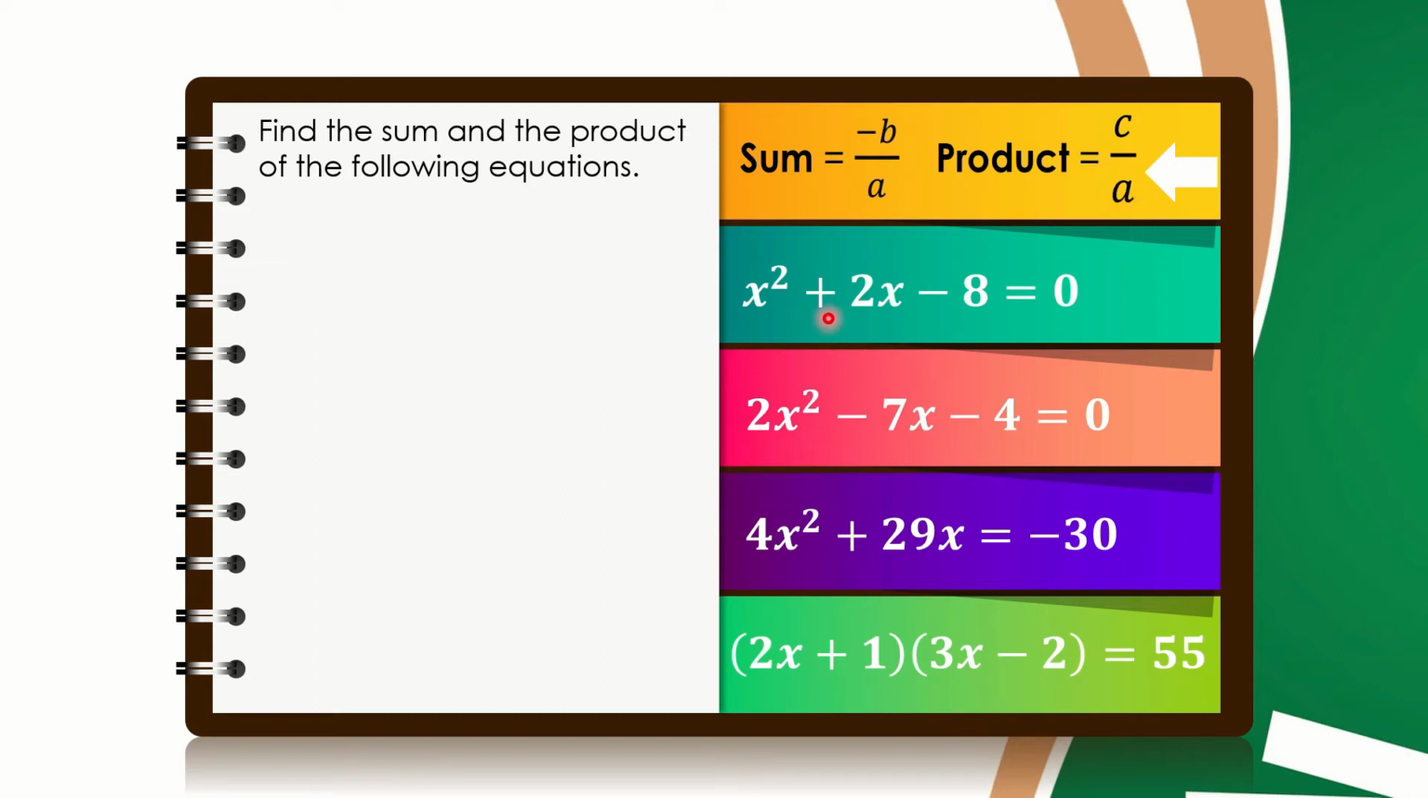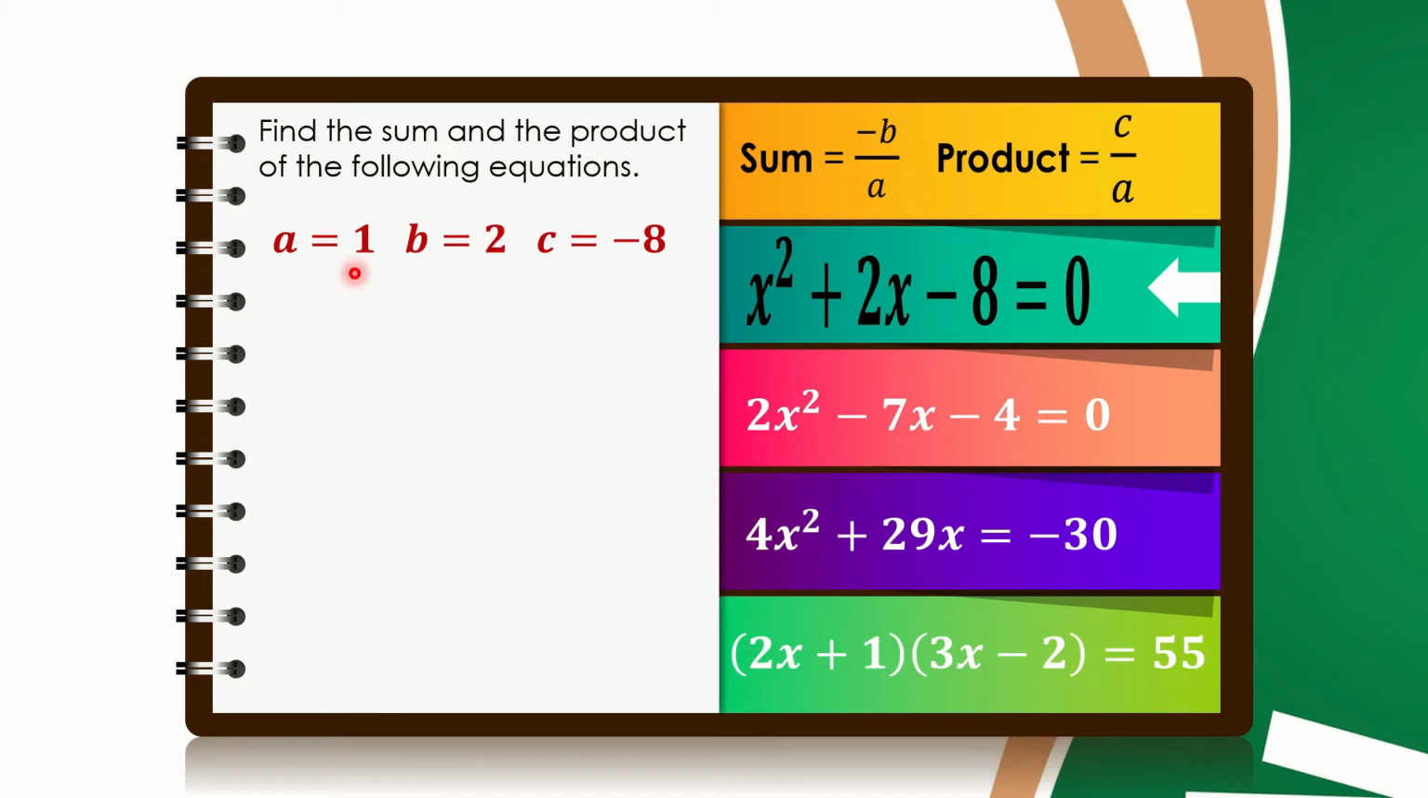So let us have example 1. x squared plus 2x minus 8 is equal to 0. So this one is already written in standard form. Just identify the values that we need, which are a, b, and c. So from this equation, our a, b, and c are positive 1, positive 2, and negative 8. Now, substitute these values to obtain the sum and the product. Let us start with the sum.